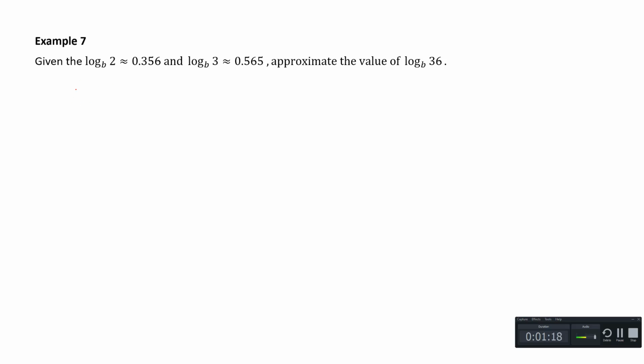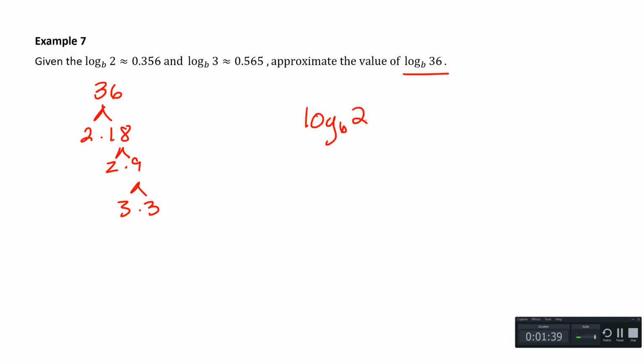3. We can just do the prime factorization of 36, which is going to be 2 times 18, which is 2 times 9, which is 3 times 3. So 2 times 2 times 3 times 3 is 36. And so we can write log base b of 36 as log base b of 2 squared times 3 squared.